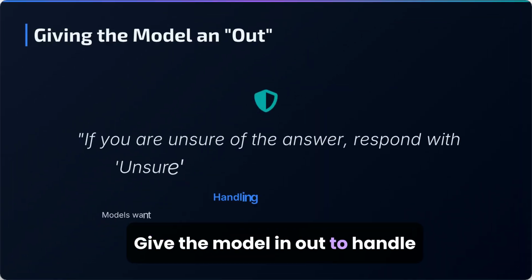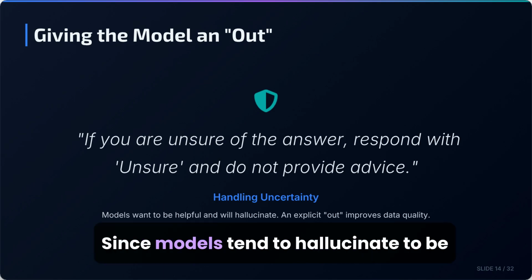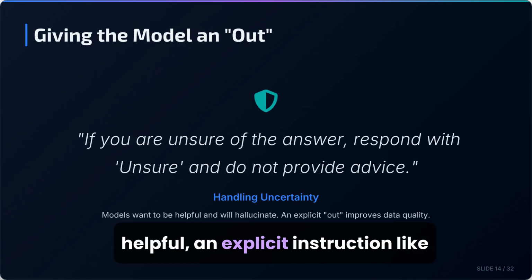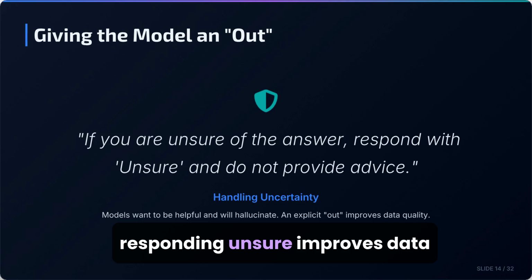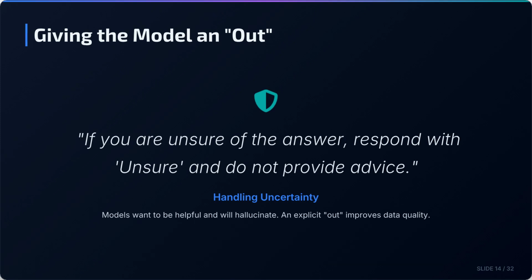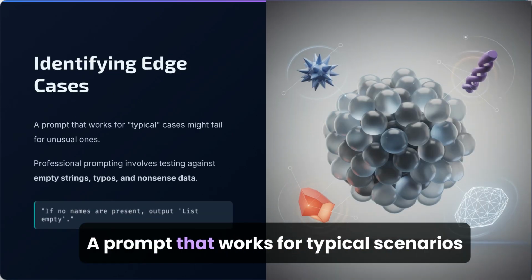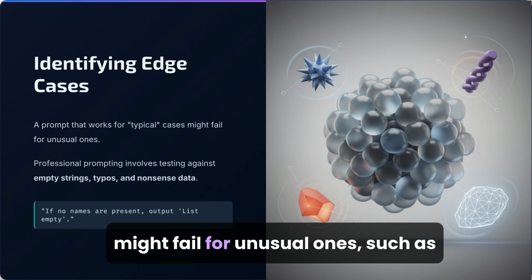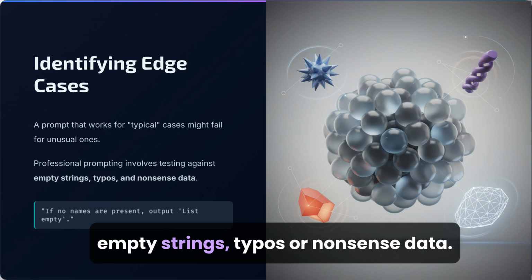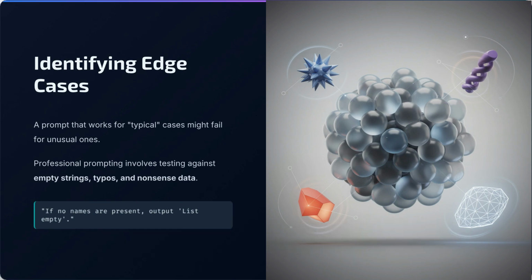Give the model an out to handle uncertainty. Since models tend to hallucinate to be helpful, an explicit instruction, like responding unsure, improves data quality. Professional prompting involves identifying edge cases. A prompt that works for typical scenarios might fail for unusual ones, such as empty strings, typos, or nonsense data.